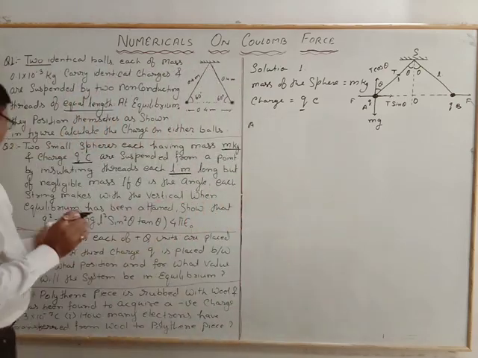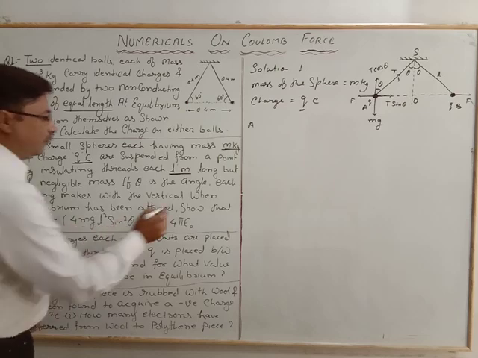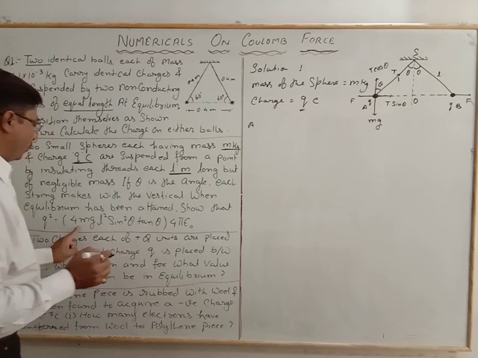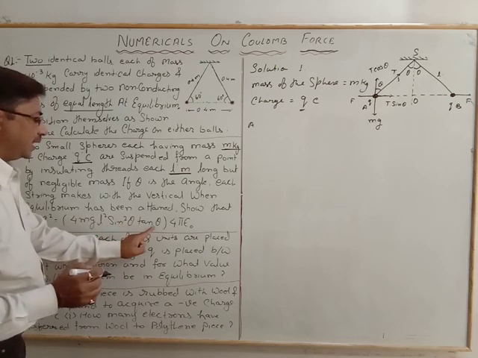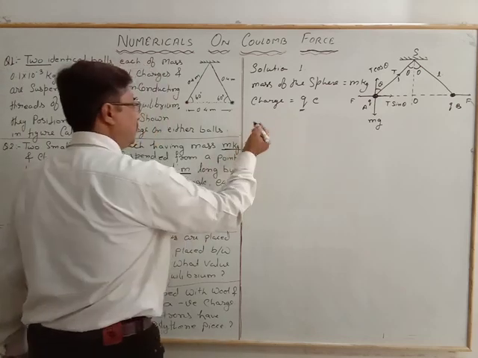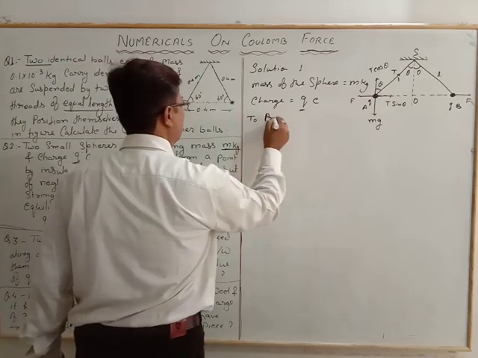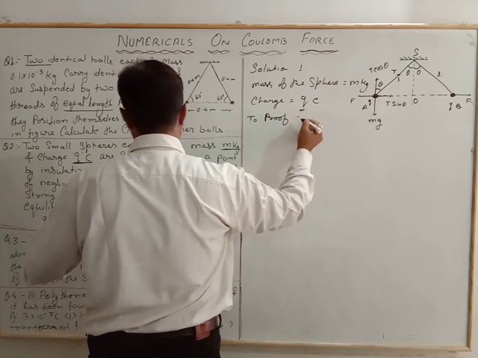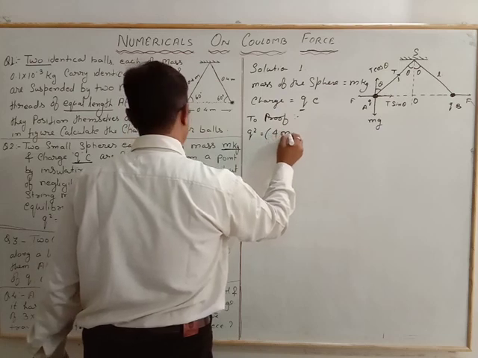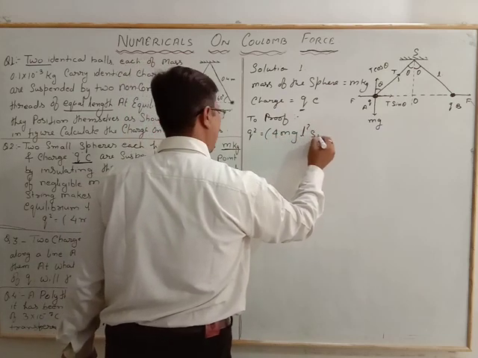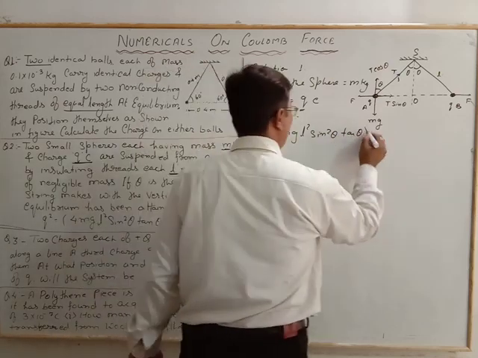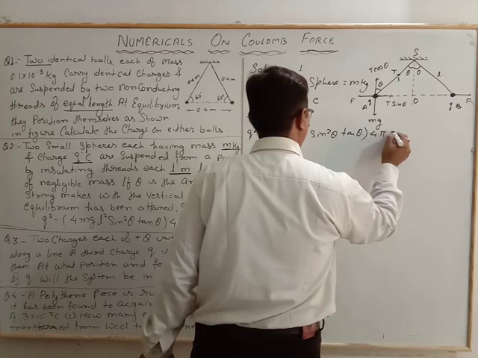Here the question is, when equilibrium has been attained, that q square is equal to 4 mg L square sin square theta tan theta into 4 pi epsilon naught. So we have to prove what? That q square is equal to 4 mg L square sin square theta tan theta into 4 pi epsilon naught.